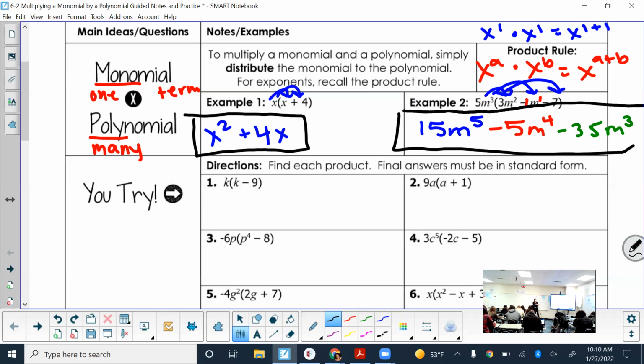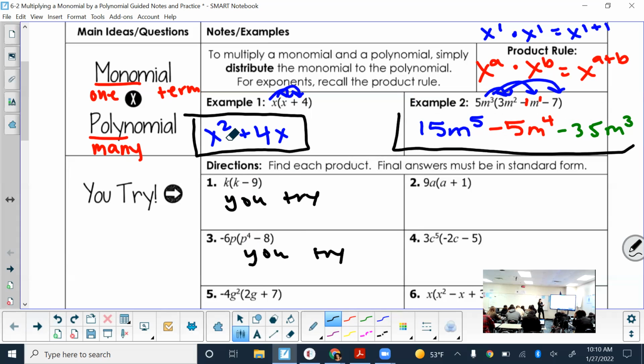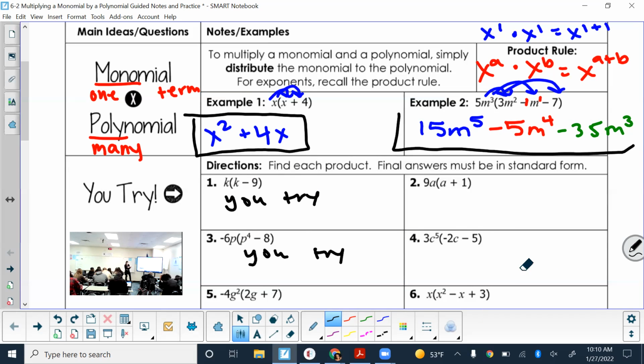All right, so I'm going to give you a couple to try. So let's try number 1. You try number 1, number 3, and number 6. And you can use the ones we did up here as a guide. So try those 3 and we'll go over them in about 2 minutes.